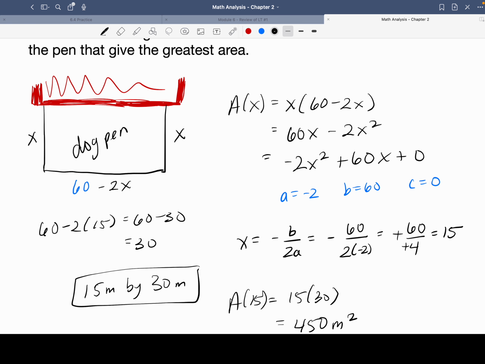Okay, so that's what we're going to focus on today. We're just going to focus on finding the quadratic, using the quadratic formula, using quadratics, using the vertex to find, in our case, our maximum, and that's where we're going to go from. Okay.